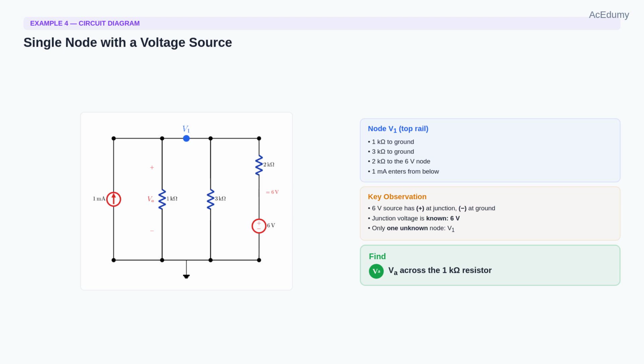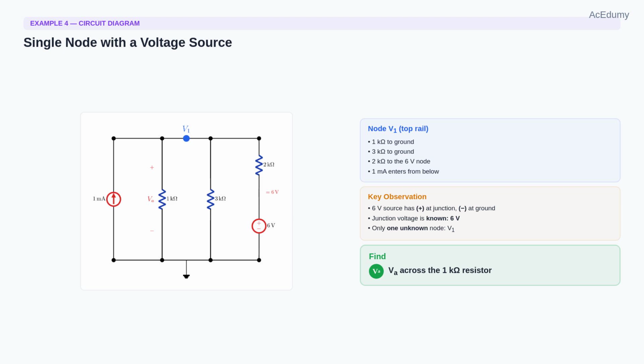But notice the right branch. The 2 kOhm resistor is in series with a 6-volt source, whose positive terminal sits at 6 volts above ground. This means the junction between the 2 kOhm resistor and the 6-volt source has a known voltage. It is simply 6 volts. So we still have only one unknown node at the top, which we call V1.